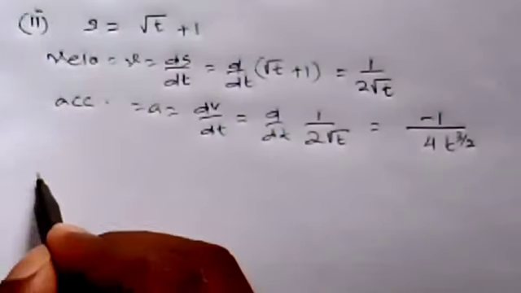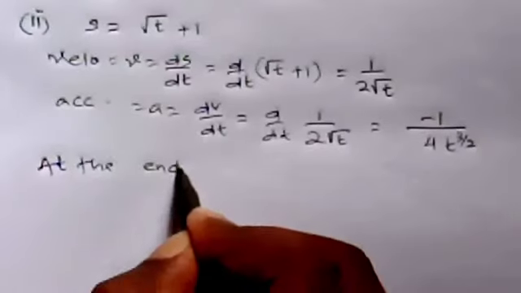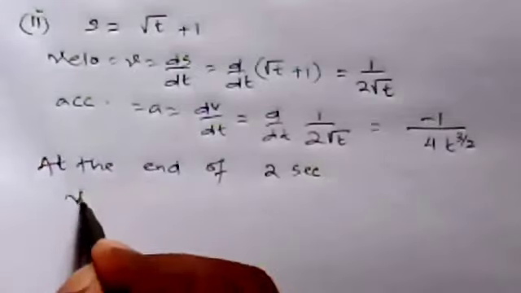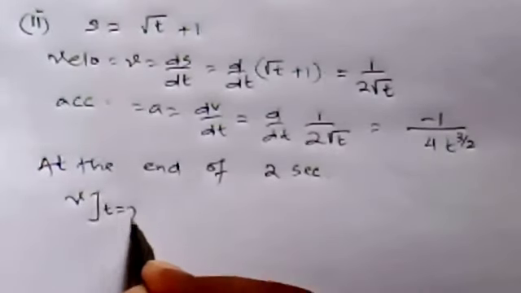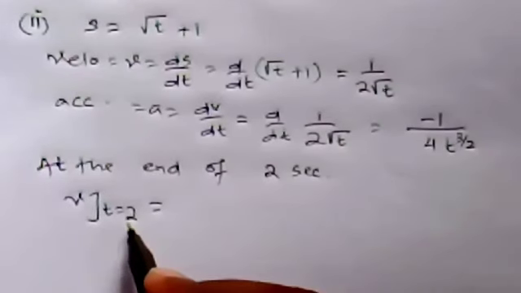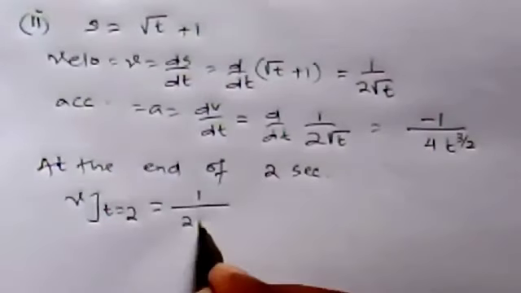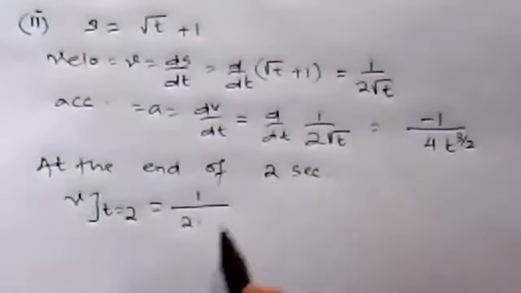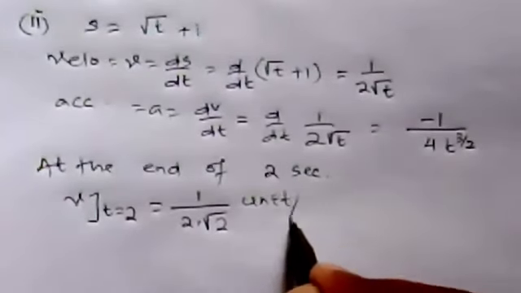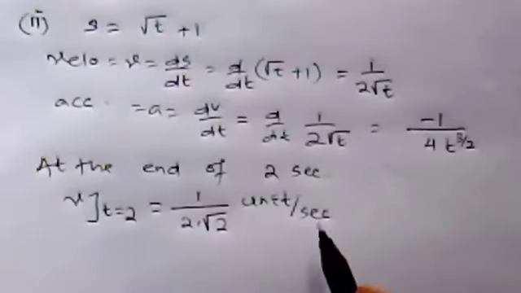So at the end of 2 seconds, that means time is given as 2 seconds. So velocity at the end of 2 seconds, that means we have to put t is equal to 2. Velocity is 1 by 2 root t, 1 by 2 into, and we have to put t is equal to 2. This is root 2, and the unit is not of displacement, it is unit per second. So this is 1 by 2 root 2 unit per second.